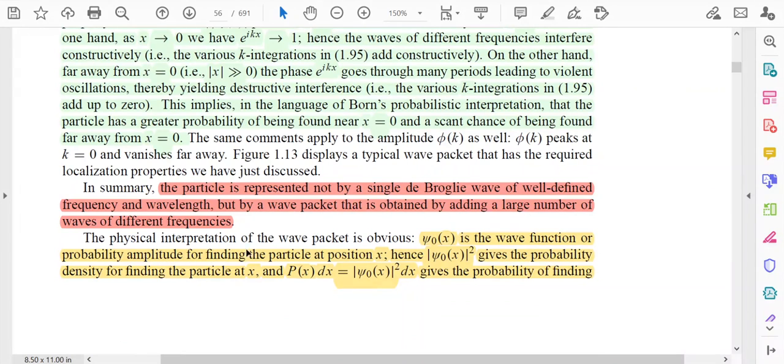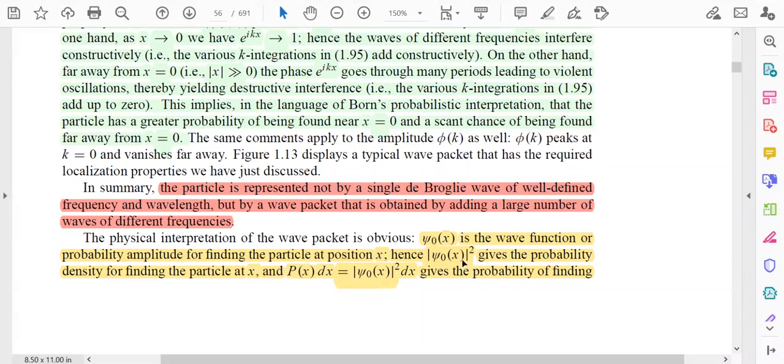The physical interpretation of the wave packet is that psi0x is the wave function. So what is the interpretation of psi0x? Psi0x is known as the wave function or the probability amplitude for finding the particle at the position x. We are assuming t is equal to 0. So psi0x is the wave function or the probability amplitude for finding the particle at the position x at time t is equal to 0.